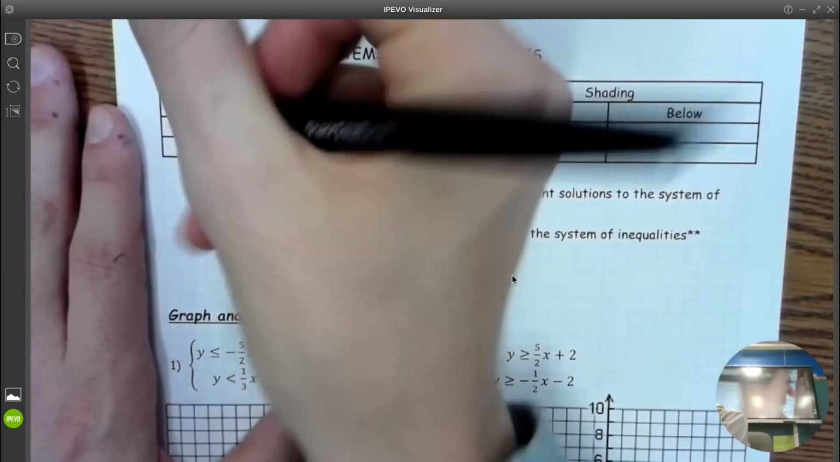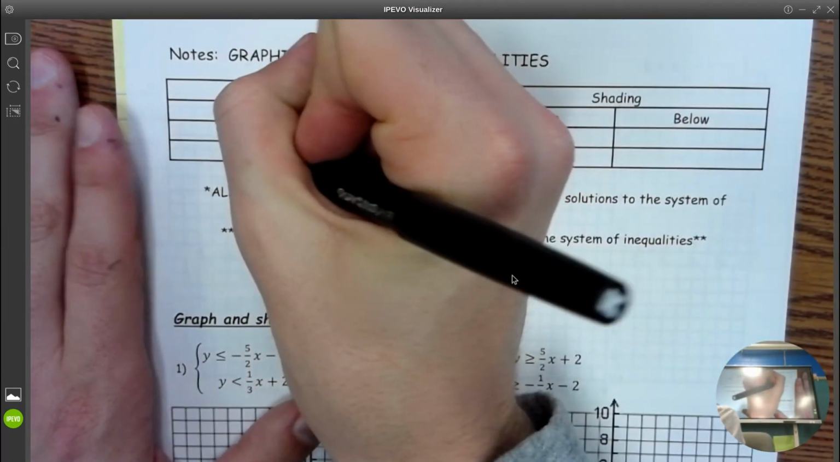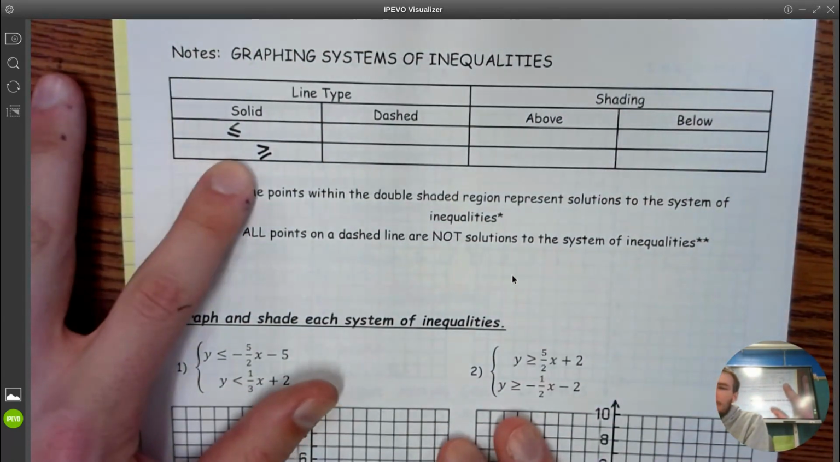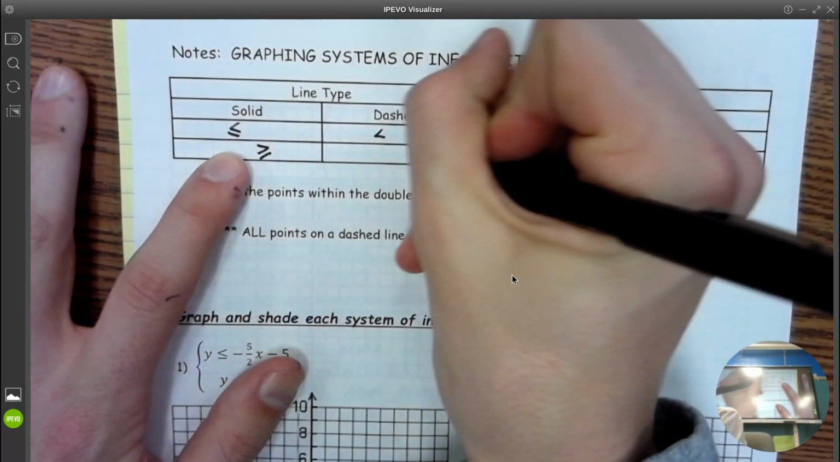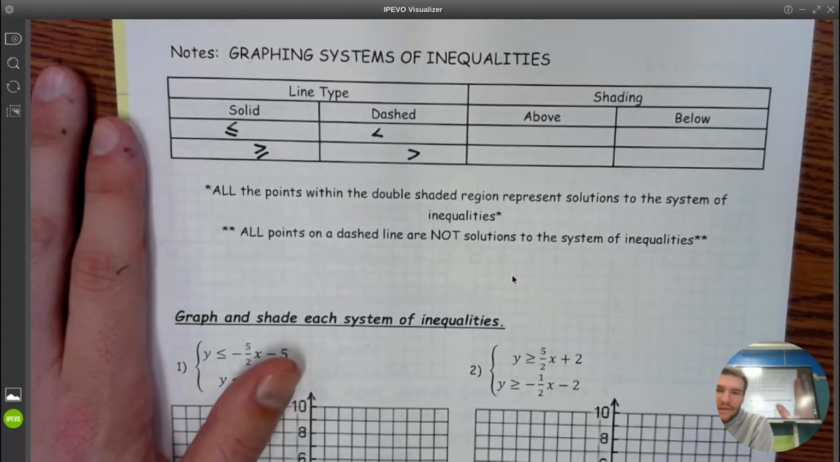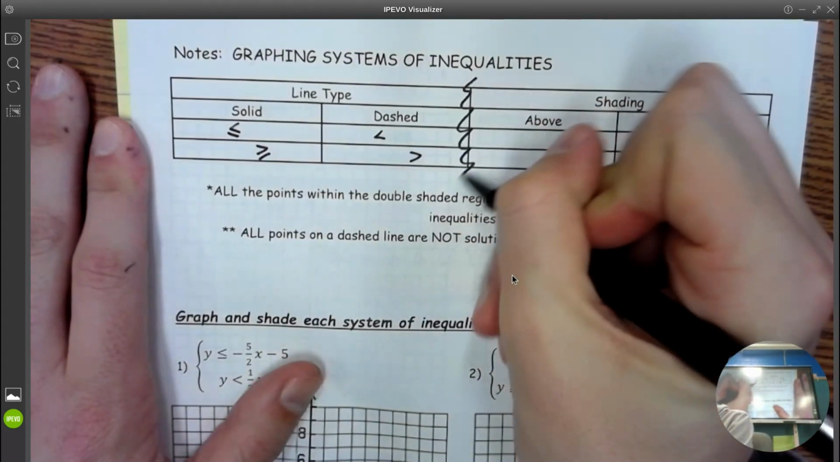Let's fill it in quickly. Solid is anything with an equal sign. So I'm going to put my two on there that have the equal sign. Dashed is the no equal sign. So I'm going to put my two on there that do not have an equal sign.